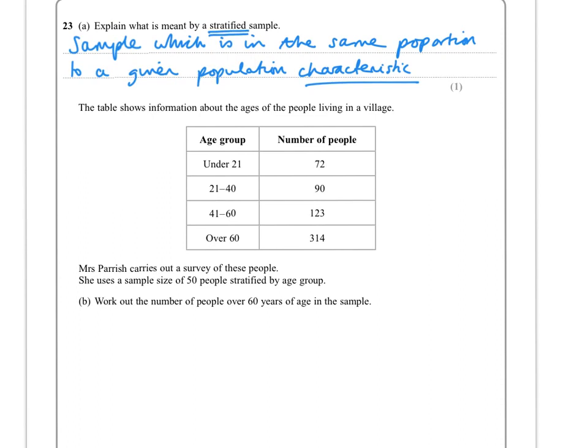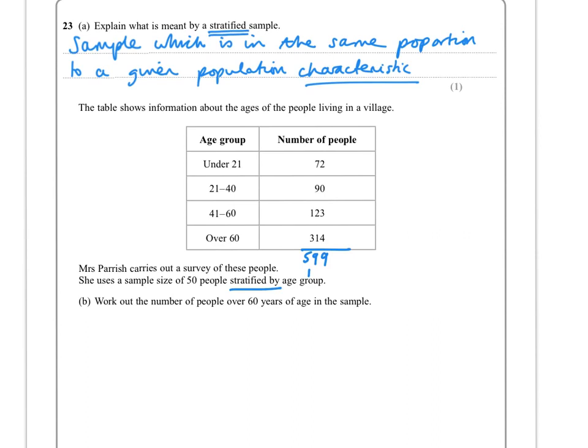Mrs. Parrish carries out a survey of these people. She uses a sample size of 50 people stratified by age group. So here's what you've got to do. I would say in this situation, add these numbers together. So we're going to get 7, that's 9, and then 16, 17, 18, 19, and then 3, 4. We've got 599 students, which is fine.